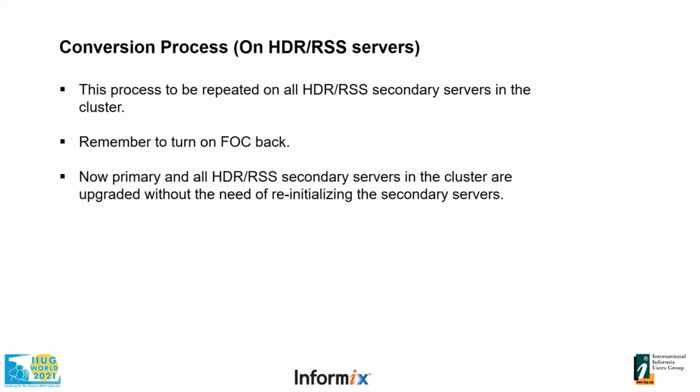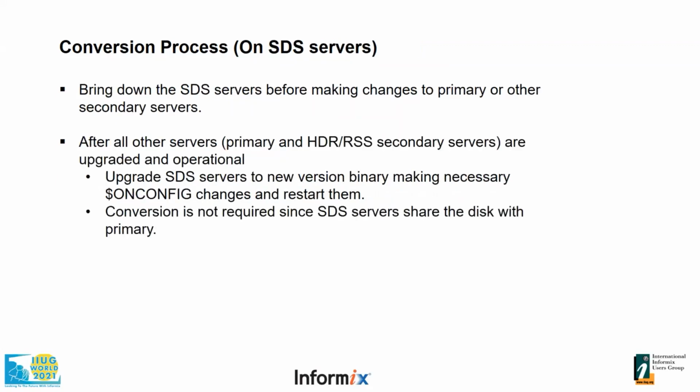Now let's talk about how you do it for the SDS. So an SDS server, as we know, shares the disk with the primary. So we need to make sure that if there are any SDS servers in your HA cluster, those should be the first ones to be brought down, right? Because since we are converting the primary first, that is going to affect your SDS servers. So the first thing you have to do is bring down your SDS servers, and then you do the usual conversion process of your primary and HDR and RSS servers.